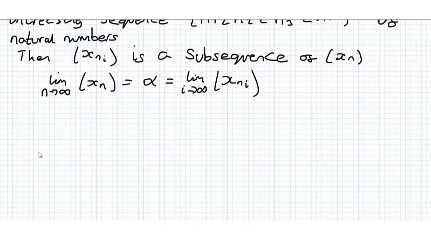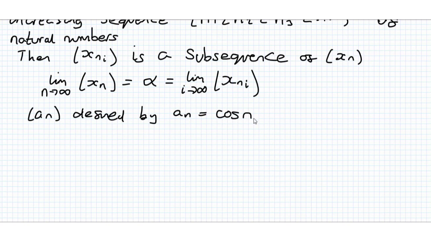Okay, so if we take a_n, we'll call it, defined by a_n equals cos(nπ), we all know this sequence doesn't converge. This is also a note: if we show our subsequences go to different limits, this doesn't mean the sequence diverges to infinity, it just means it doesn't converge. Necessarily, it might do, but as we'll see in this case, that's not true.